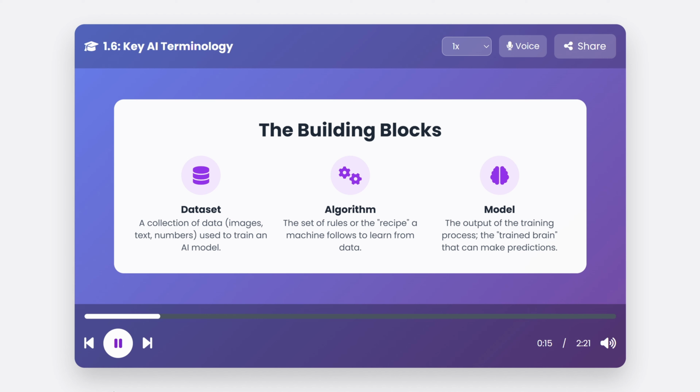A dataset is simply the collection of data, like images or text, that we use to teach our AI. The algorithm is the recipe, the set of rules the machine follows to learn from the data. And the model is the final product. It's the trained digital brain that results from the algorithm learning from the dataset.